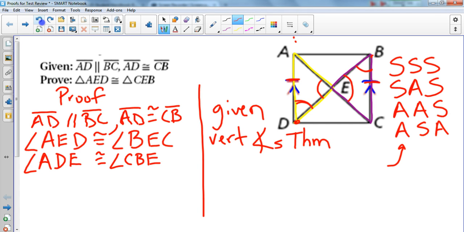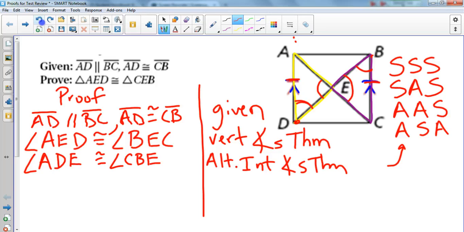And the reason for that is we have the alternate interior angles theorem, ALT INT for short. The theorem says if lines are parallel, then the alternate interior angles are congruent to each other. So we know that those angles are congruent to each other.